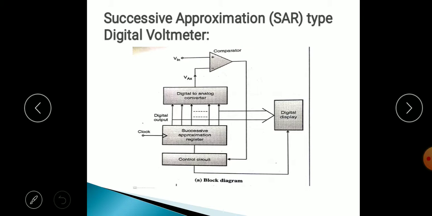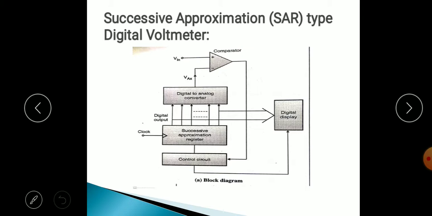It is converted to an analog signal by the D2A converter and compared with Vin. When Vin is less than Vax, logic 0 is received by the control circuit. That is, when Vax is greater than Vin, it will get 0 at the output of the comparator. Now 10100 is outputted to the D2A converter and it is compared, and so on till 5 conversions.